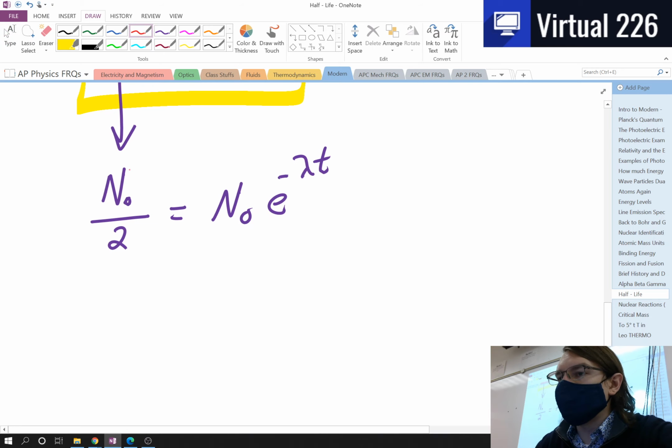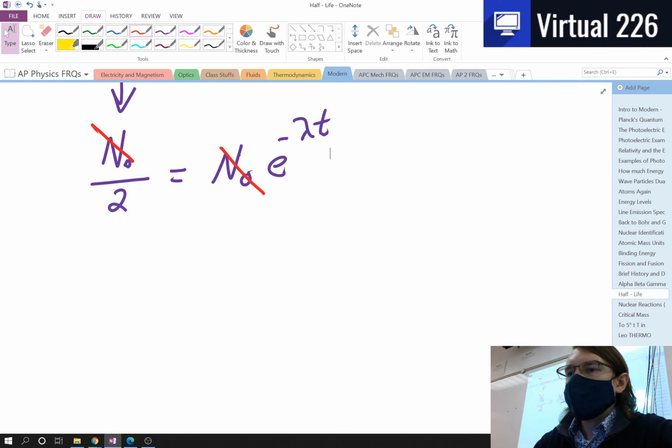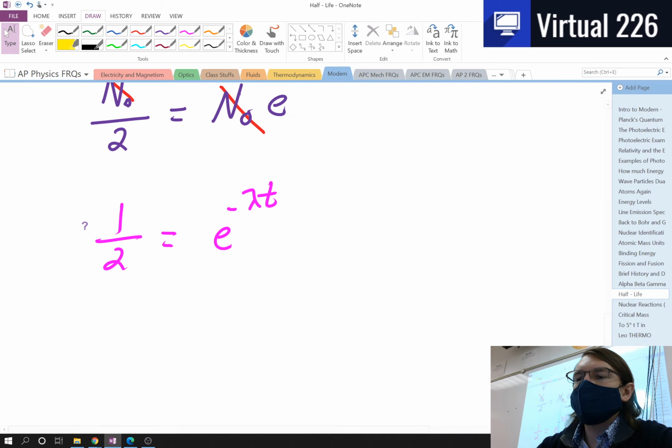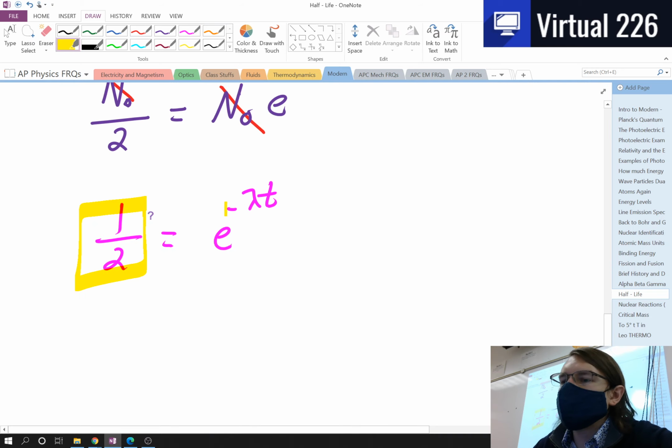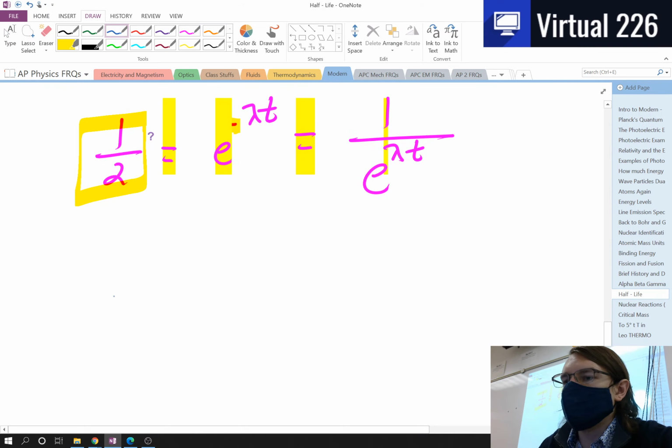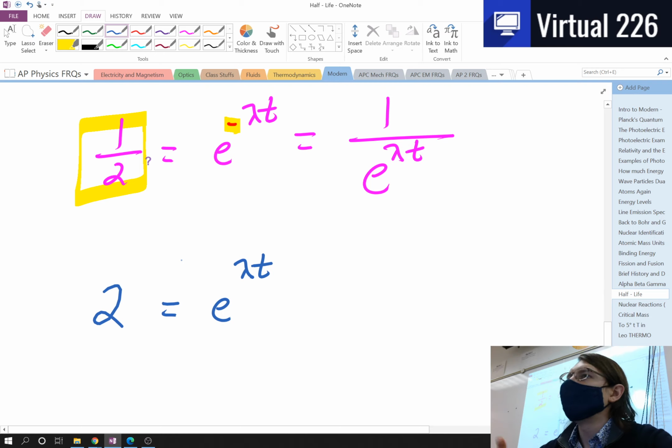Now why does this matter? Well, the n naughts go away here. Very, very nice. And what we end up having here is 1/2 equals e to the minus lambda t. Now here's a kind of nifty move here. This is a 1/2, but this is an e to the minus lambda t, which can also be written as 1 over e to the lambda t. This means if we reciprocate both sides, we flip them up, we'll get the following. 2 equals e to the lambda t.